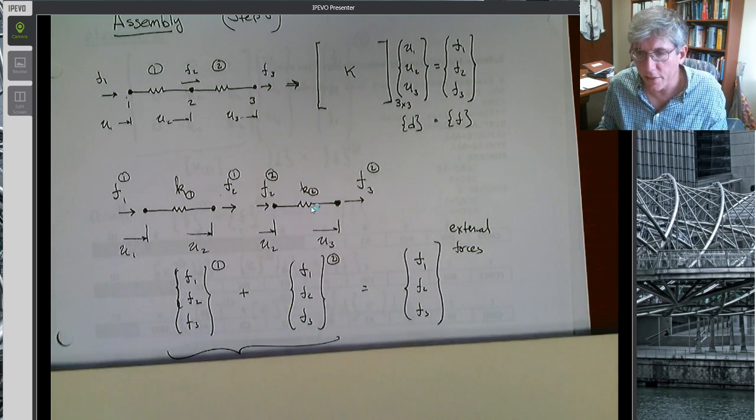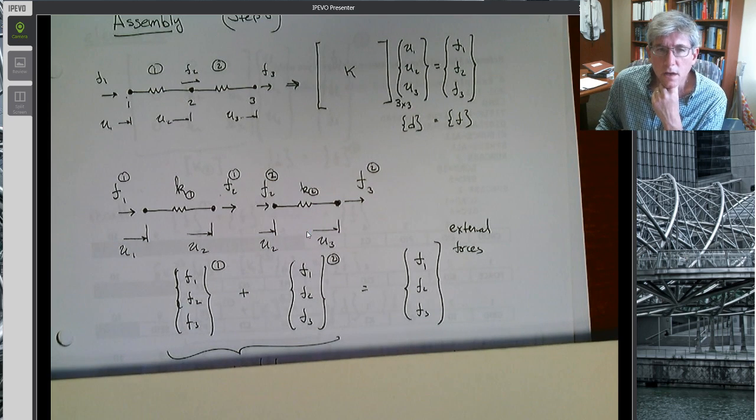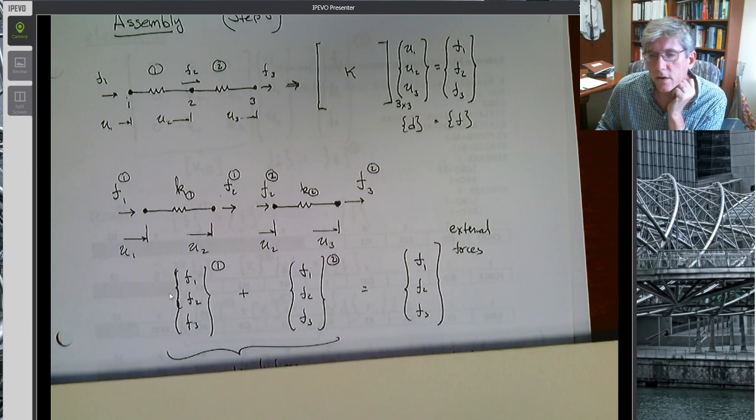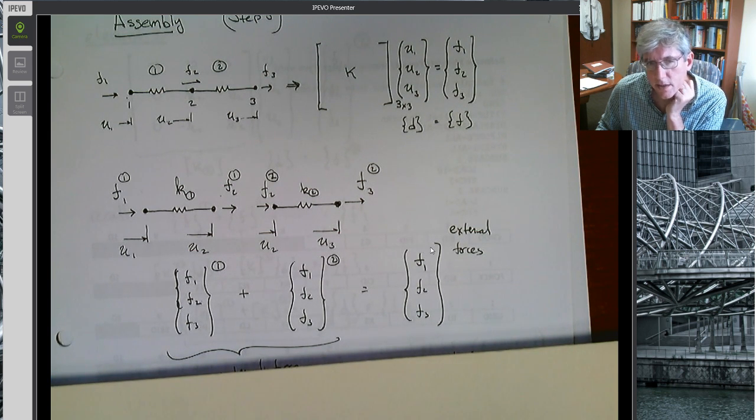So there it is for now, okay? And if you want to think of it, these all have to sum up to satisfy equilibrium. So here we have a vector of forces due to the first spring, a vector of forces due to the second spring. These have to sum and equal the external applied forces, right?